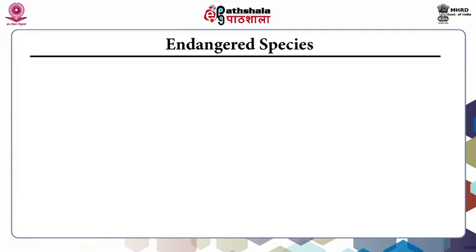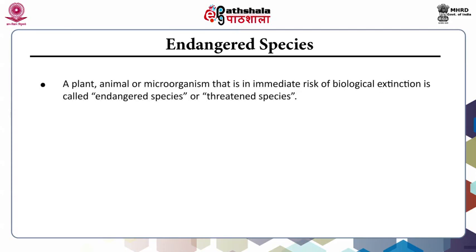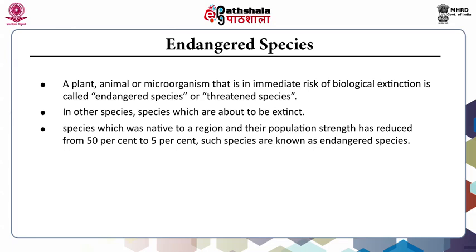What is an endangered species? A plant or animal or microorganism that is in immediate risk of biological extinction is called an endangered species or threatened species. In other words, species which are about to be extinct, species which are native to a region and whose population strength has reduced from 50% to 5%, are known as endangered species. Factors for this may be anthropogenic as well as natural.